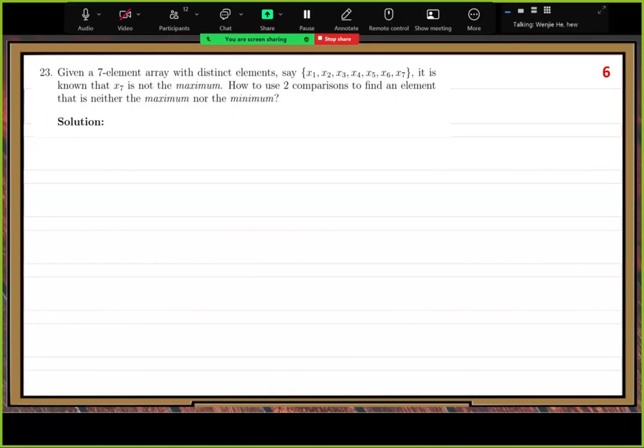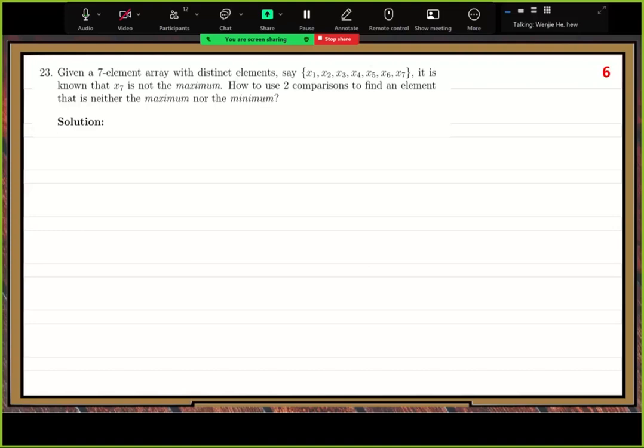Number 23. So this one, I look at the solutions. Many of you, in the solutions, the order to arrange your comparisons is not right. Order is important here. If you change the order slightly, the result is quite different.